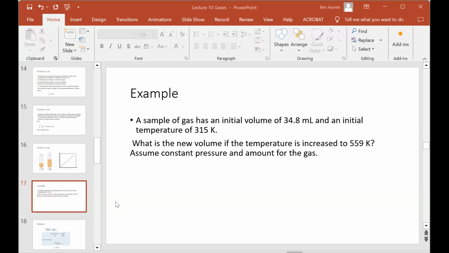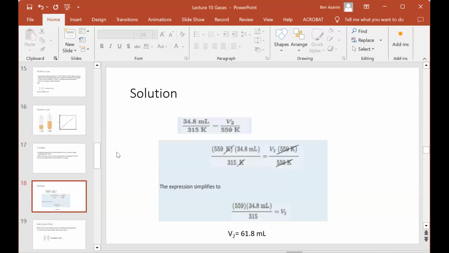Hello, sir. Yeah, Ray. So the new volume becomes 61.8 milliliters. Okay, let's see. Has everybody finished? Yes, sir. All right, let's see. Part is also finished. Yeah, 61.8 milliliters.